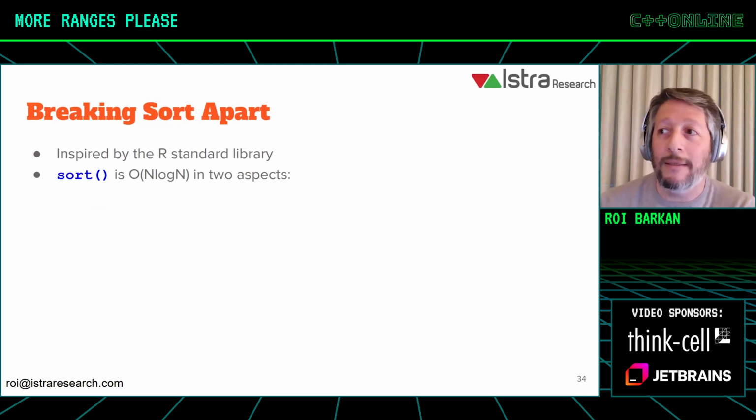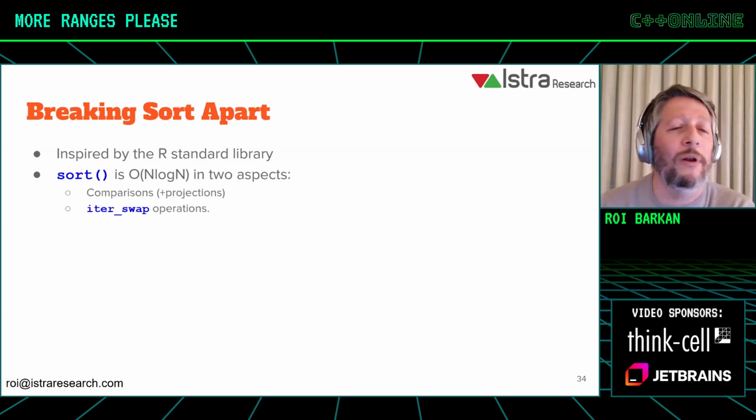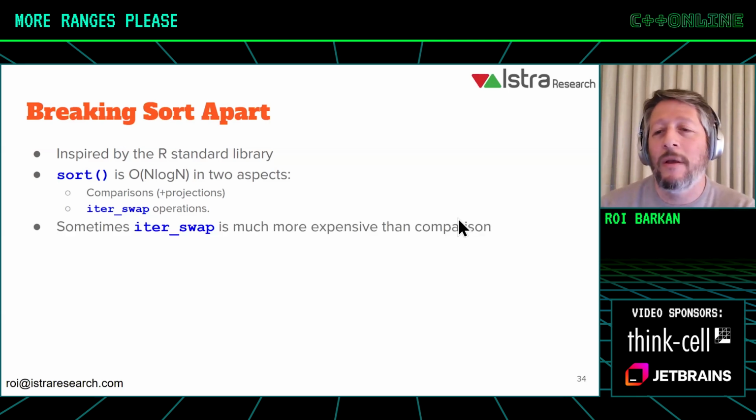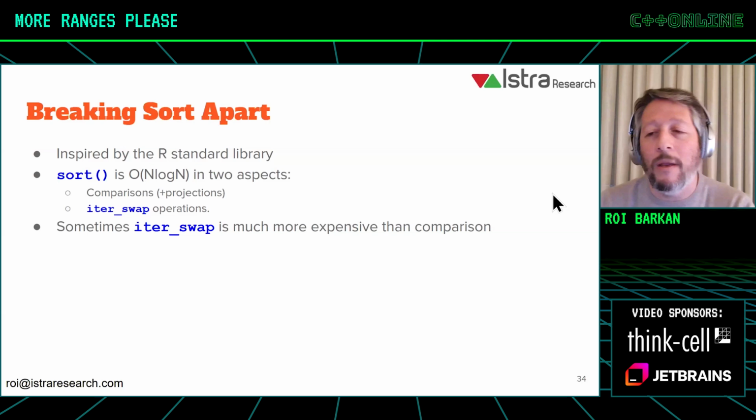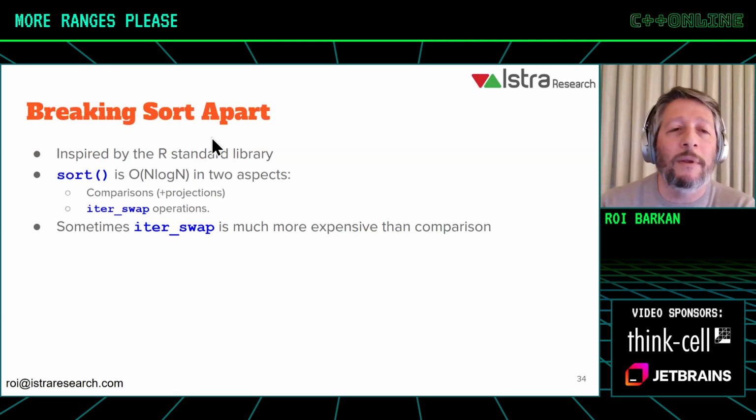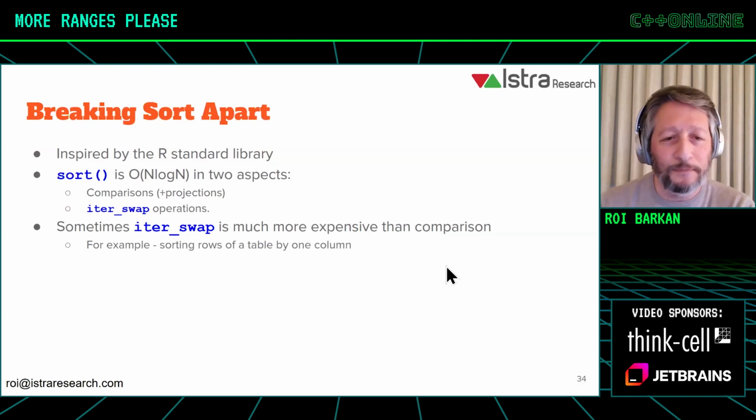This is inspired by a categorization that I did through looking at the R language, where the sort operation does n log n operations, but it actually performs 2 different n log n operations. First, it performs n log n comparisons, but it also performs n log n swaps. And sometimes a swap can be much, much more expensive than the comparison. An example can be with projections, because when we use projections, we sometimes want to sort very large items based on a very cheap comparison of just one of the aspects of the items that we are sorting.